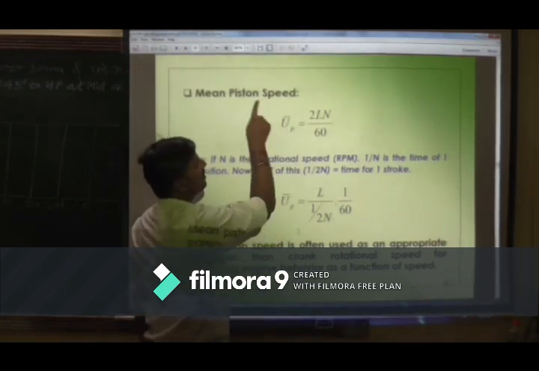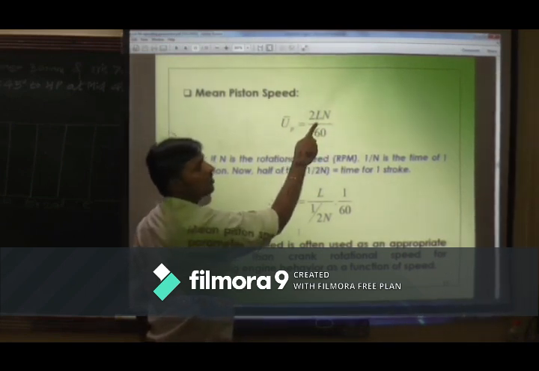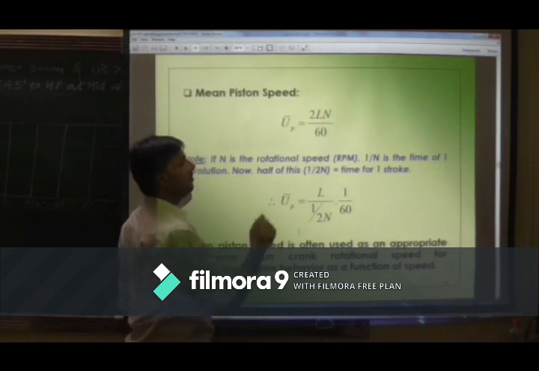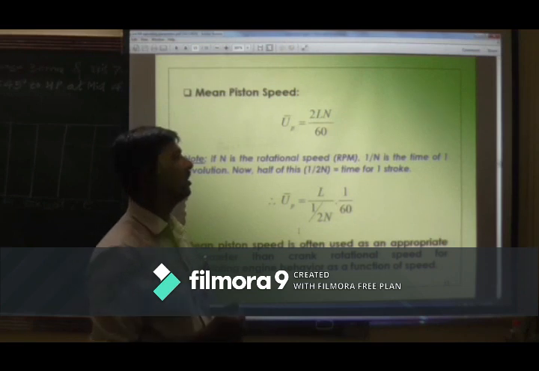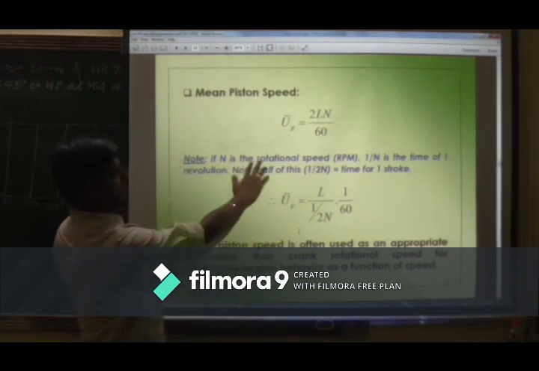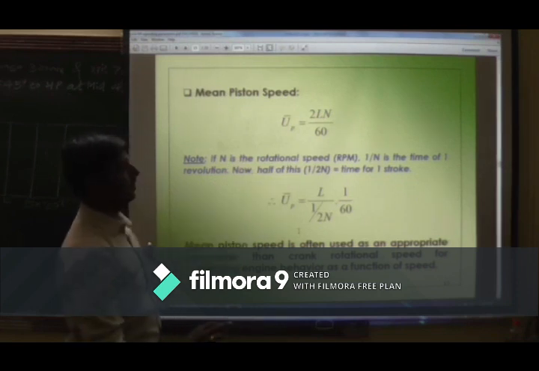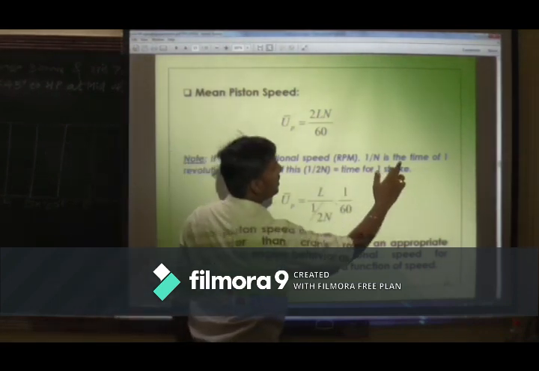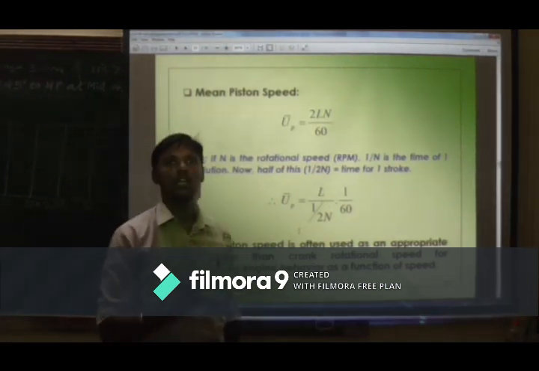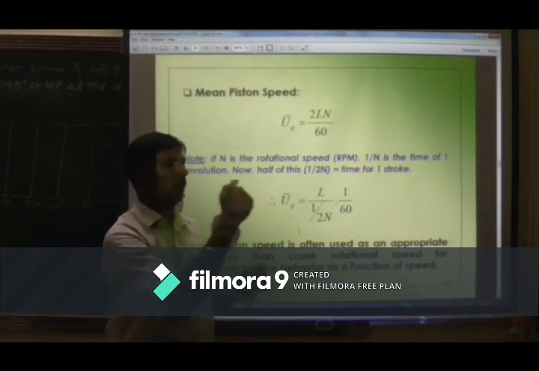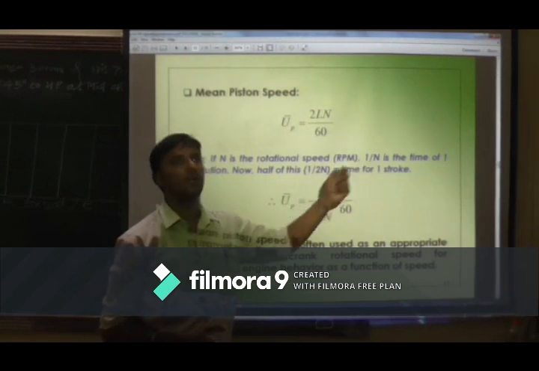So piston speed is equal to 2LN divided by 60. What is L? It is stroke length. What is N? It is RPM, engine RPM. From where have we got this formula? From here. If N is the rotational speed, then 1 by N is the time for one rotation. If engine RPM is 3000 RPM, then for one rotation, how much time is required? 1 by 3000. That much time is required for one rotation.